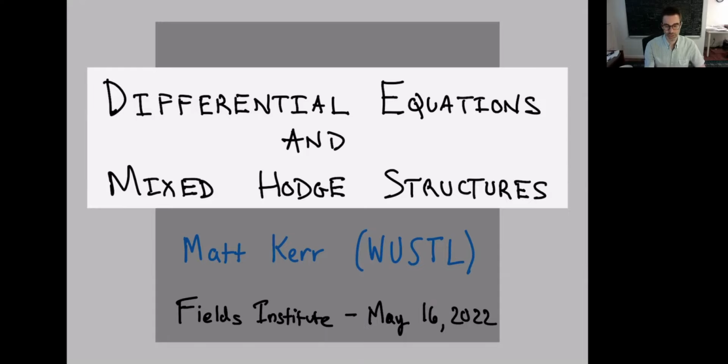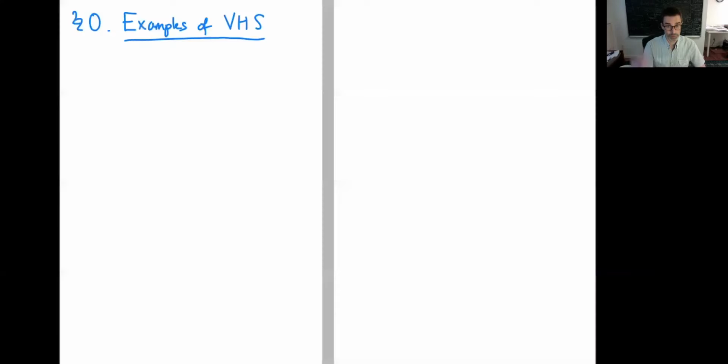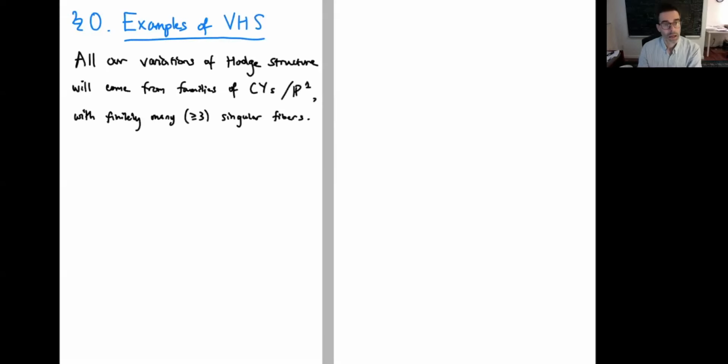So let's start by talking about a few examples, or the types of examples that I have in mind. By the end of the talk, I will at least be able to define what a motivic gamma function is, which is an object introduced by Bloch and Vlasenko a few years ago that had been conjectured by Vasily Golyshev and others. So here are two examples, basically. All of the variations that I'm going to deal with will come from families of Calabi-Yaus over P1 with finitely many singular fibers.